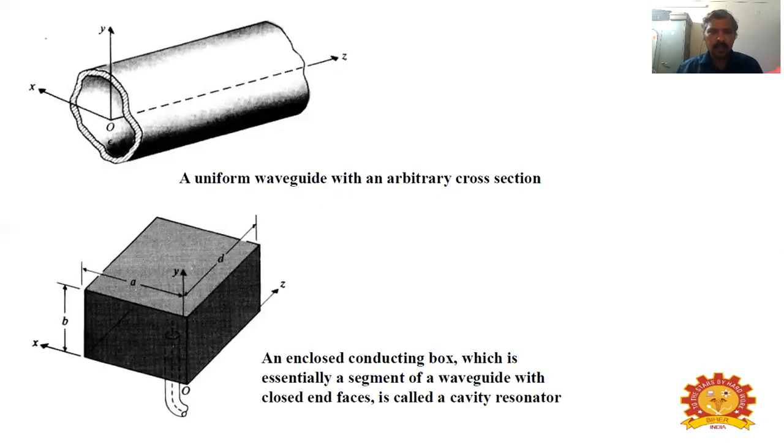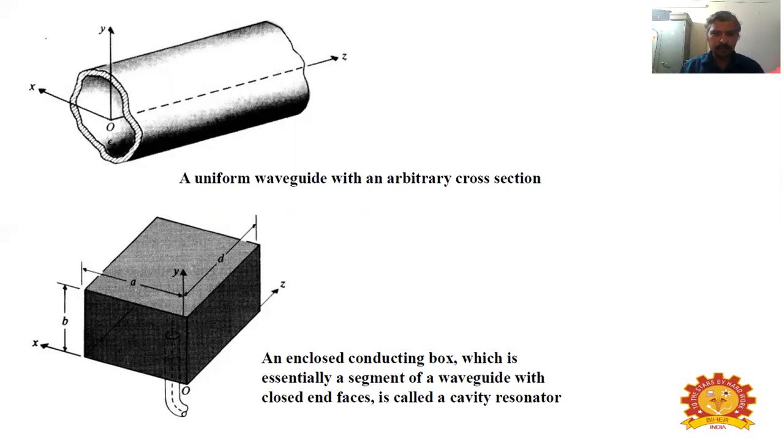A uniform waveguide with an arbitrary cross section has been shown in the diagram. There you see how a waveform travels through a cable, and we have three mutually perpendicular axes x, y, and z. How does the waveform travel through the channel? This is a uniform waveguide. You see the channel being circular, and the cross section of the channel has been shown very clearly in the diagram.